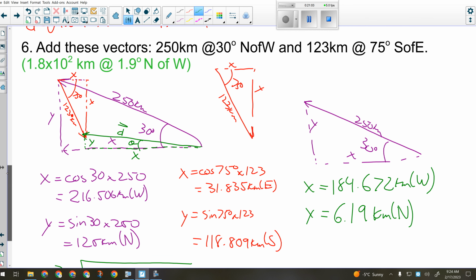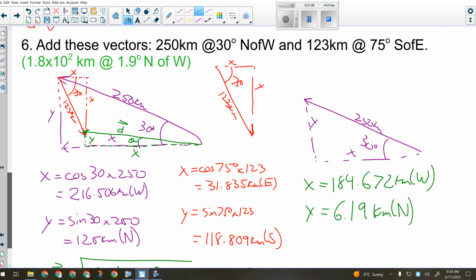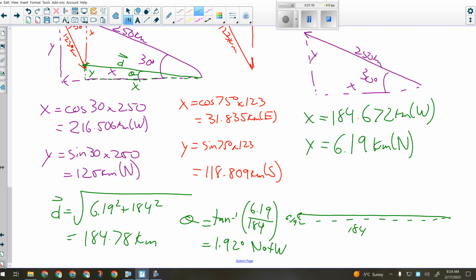So for this question, I have two significant digits, right? So my final answer is going to be 185 kilometers at 1.9 degrees north of west, or at 88 degrees west of north if the triangle ended up the other way.